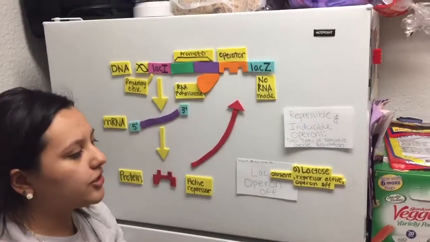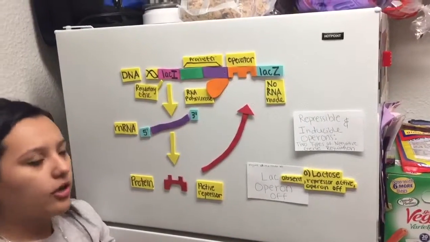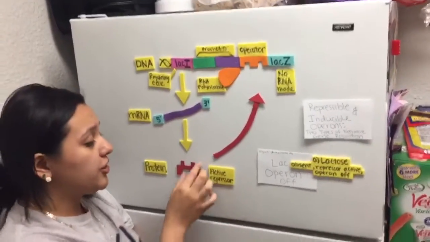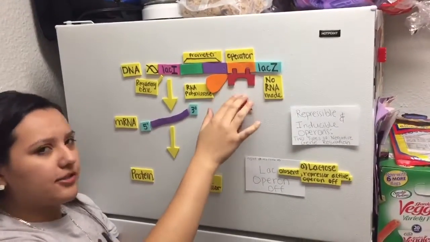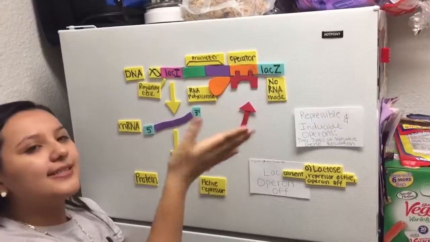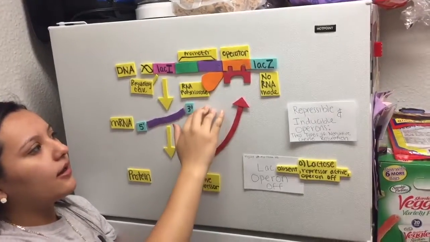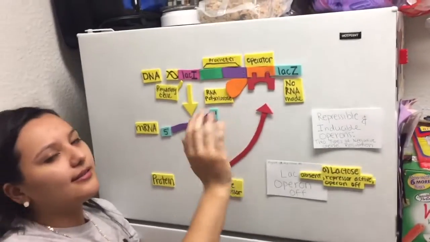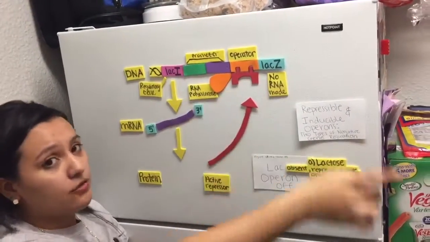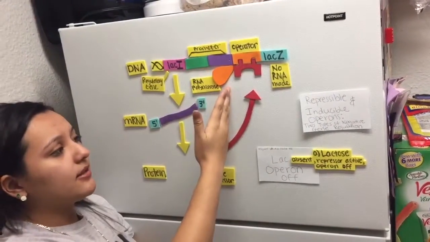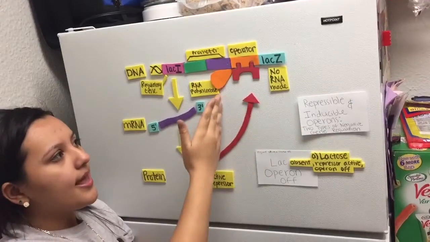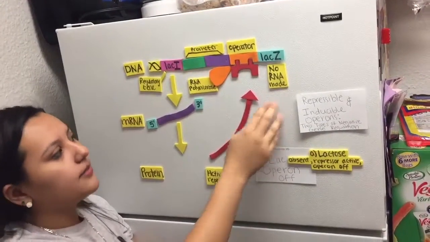In the situation of the lac operon off, our active repressor ends up binding to the operator. Once it binds to the operator, it seizes the RNA polymerase. It doesn't allow the RNA polymerase to continue on its journey. Therefore, the RNA polymerase ceases to continue, and no RNAs are made.